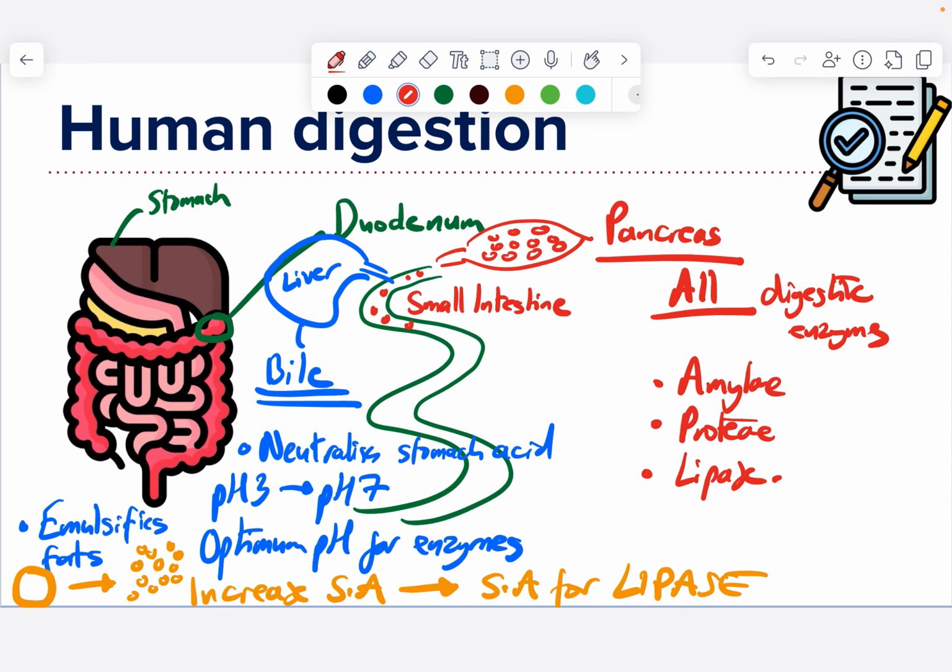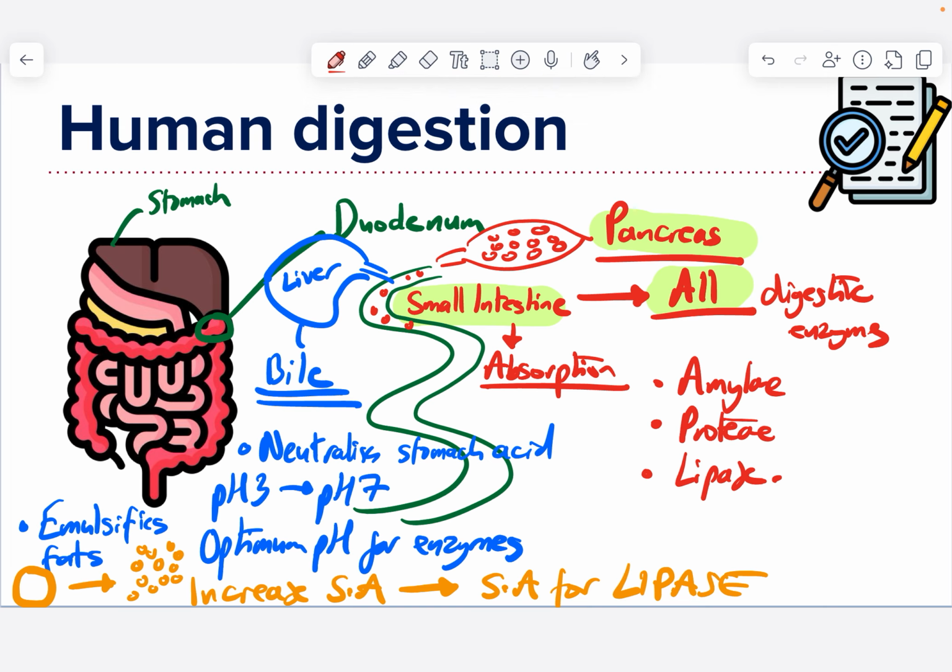And again, the small intestine produces all digestive enzymes. So if I ask you any question about where digestive enzymes are produced, the small intestine and the pancreas produce all digestive enzymes. But in addition to the digestion, it is in the small intestine where absorption also happens. Okay, so that's our human digestive system, the key things to know about it.